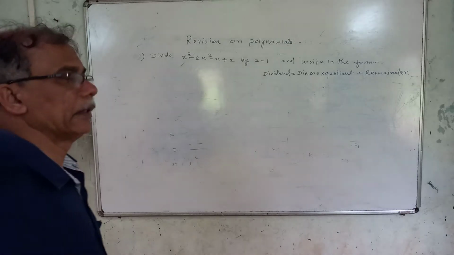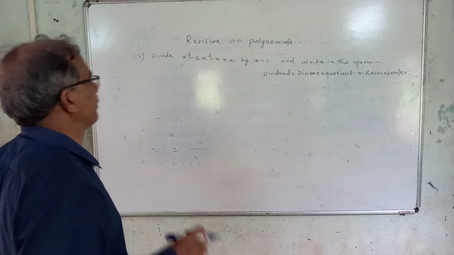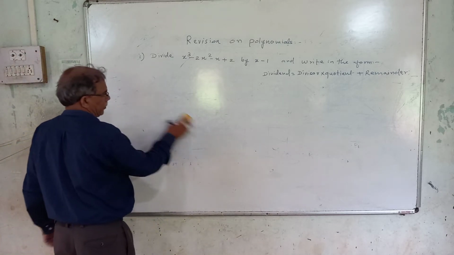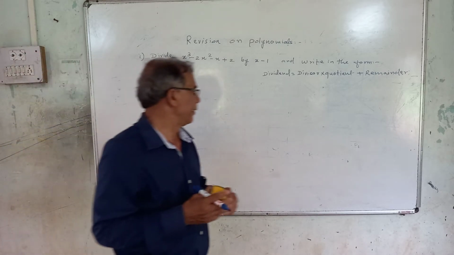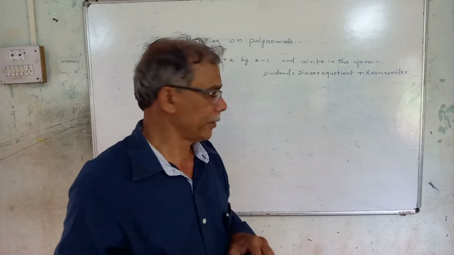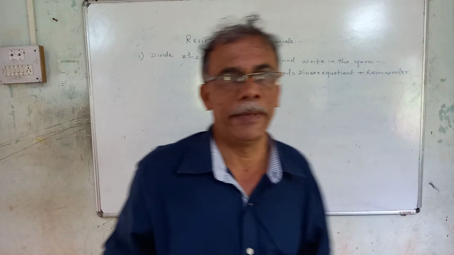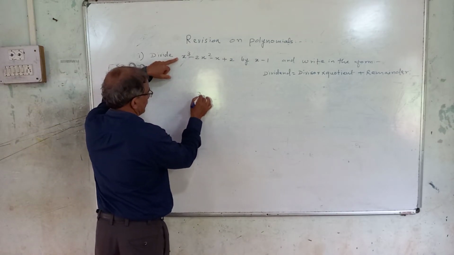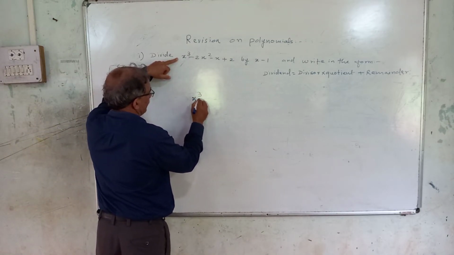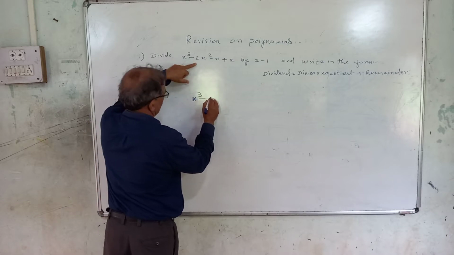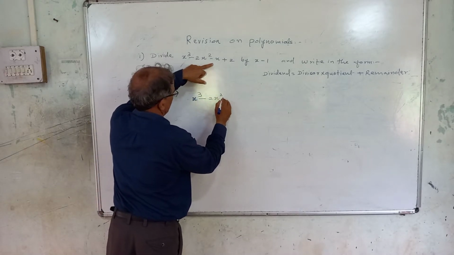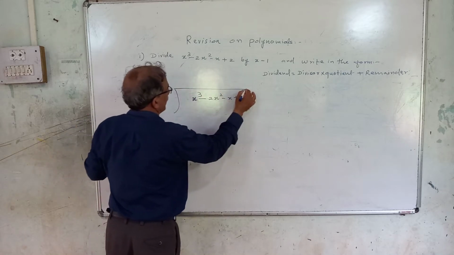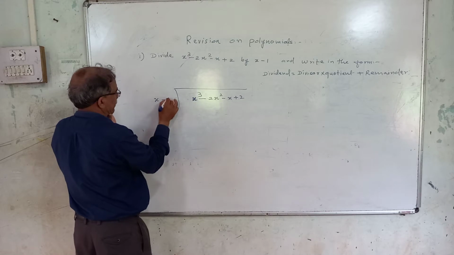So today let us revise the division of polynomials. To divide and write in the form dividend is equal to divisor into quotient plus remainder. Now see, divide this polynomial x cube minus 2x square minus x plus 2 divided by x minus 1.